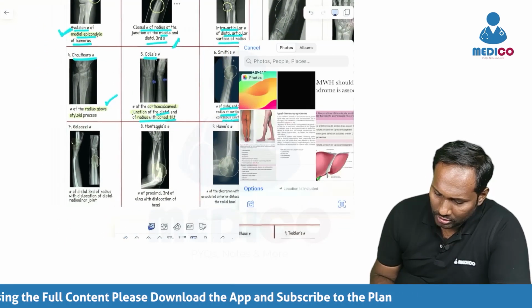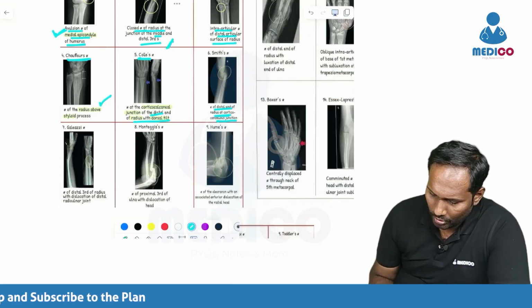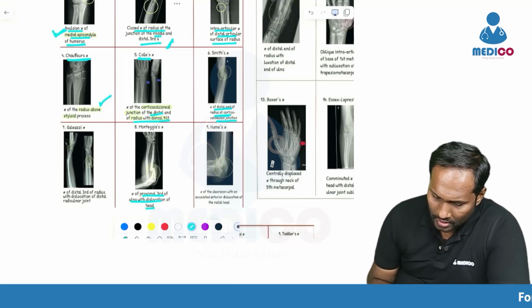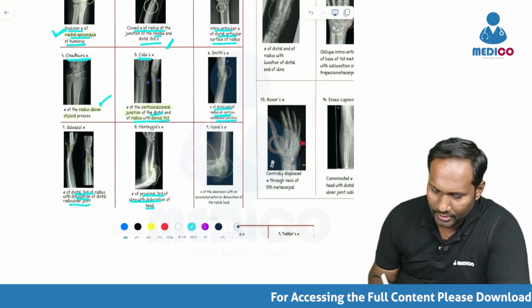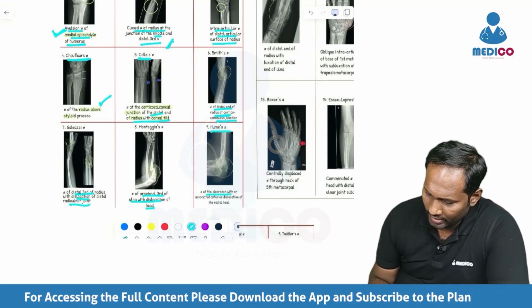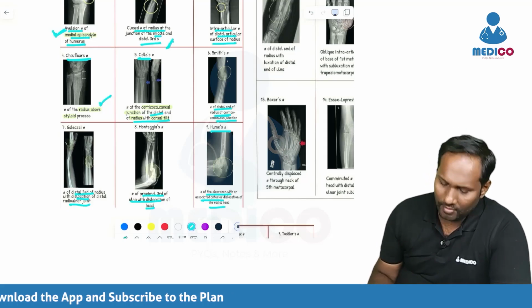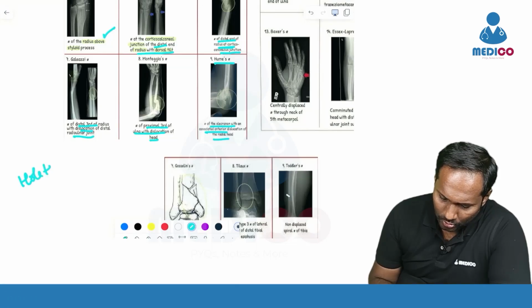Monteggia fracture is a proximal third ulna fracture with dislocation of the radial head. Galeazzi is a distal third radius fracture with dislocation of the DRUJ. Hume's fracture is an oblique fracture. Then we have a Holstein-Lewis fracture. We already saw that. What is a Holstein-Lewis fracture?